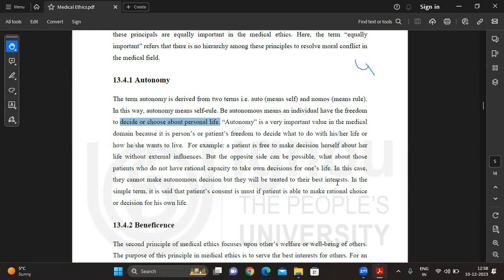You cannot force them. Magar, now let's say, इसीलिए ये एक मसला है क्योंकि there can be patients who don't have the rational capacity to take their own decisions. But there can be patients who, let's say, have no family. And let's say they are completely independent and they don't have the rational capacity also.